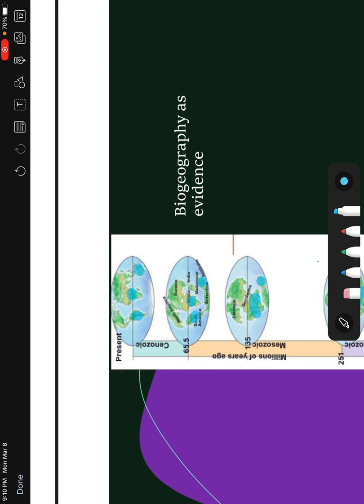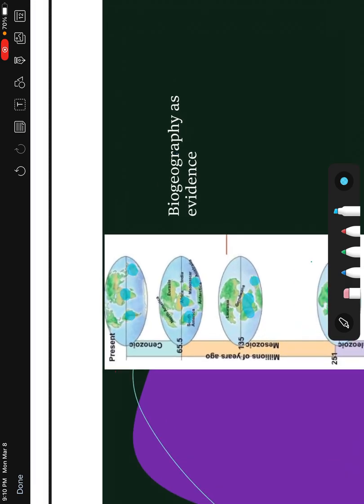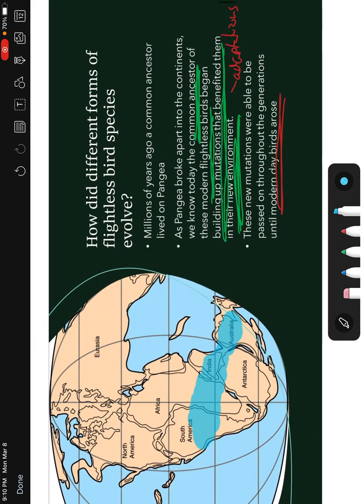And finally, we have the modern day position of these species in Africa, South America, Australia, Papua New Guinea, and New Zealand. Okay, so hopefully that shows you how biogeography may split and is good evidence for evolution as it splits apart a common ancestor over time, which leads to these organisms being isolated and being able to develop into new species.